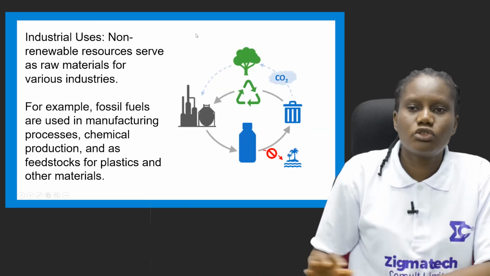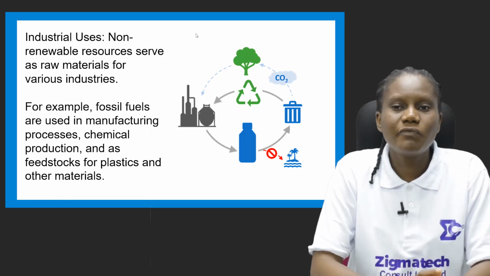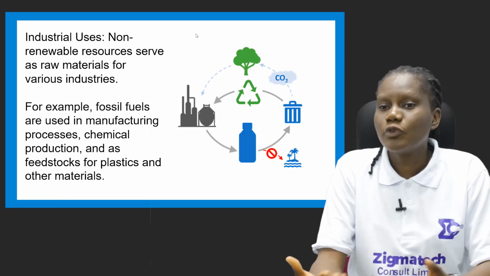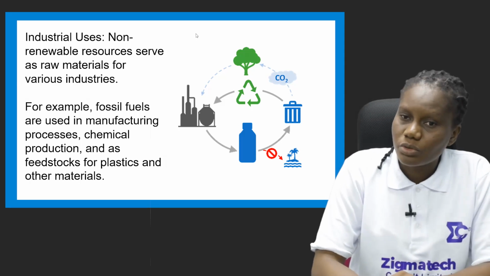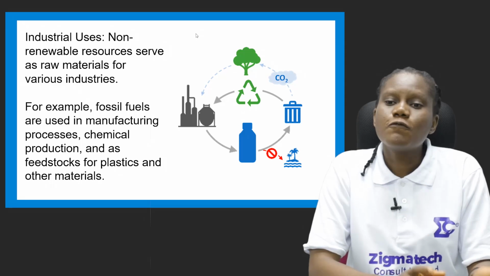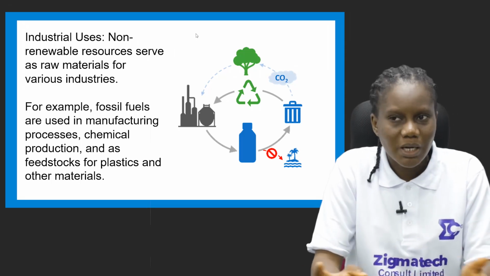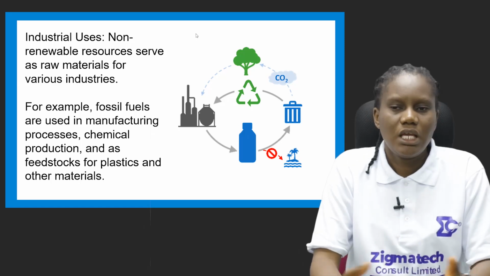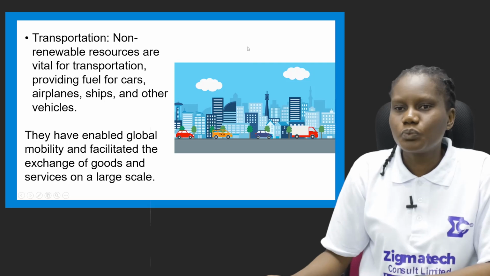We also have industrial uses. Non-renewable resources serve as raw materials for various industries. For example, our fossil fuels are used in manufacturing processes, chemical production, and as feedstock for plastics and other materials. I know you're surprised, so we get our plastic too from fossil fuel. Yes, and they can be used to produce some other chemicals also.